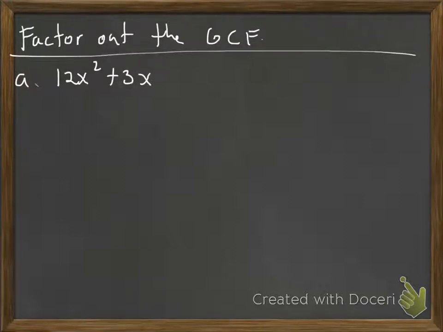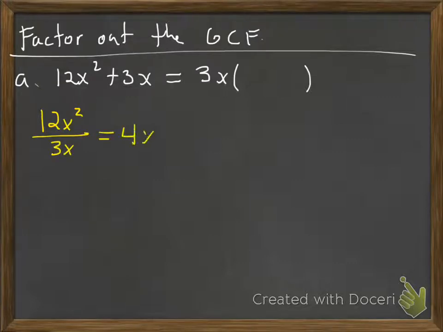Okay, so we already practiced in a previous video finding the GCF, and the GCF between 12 and 3 is 3, and then the smallest power of x in common here is x to the first. So we're going to factor out a 3x, and then we have to figure out what goes in the parentheses. So this is kind of like the backwards distributive property. And how I find out what's going in there is I'm going to take the 12x squared and divide it by 3x. So that's going to be 4x.